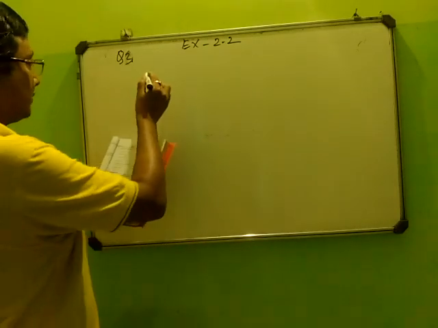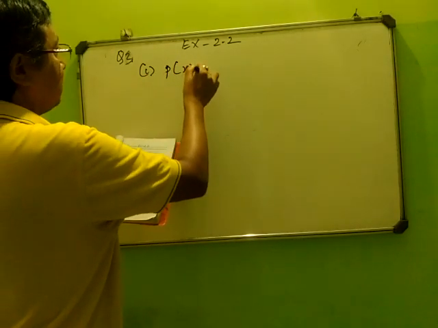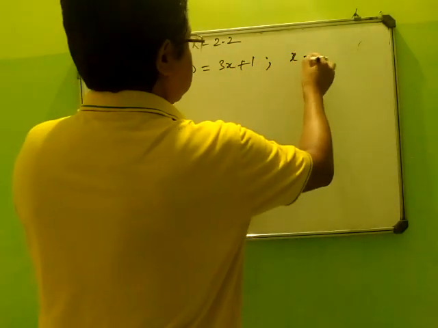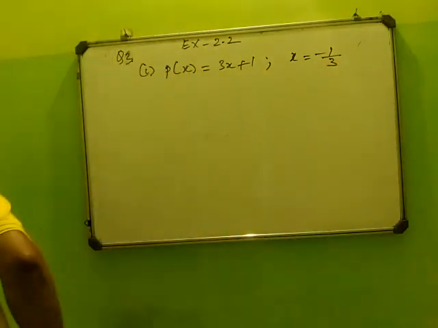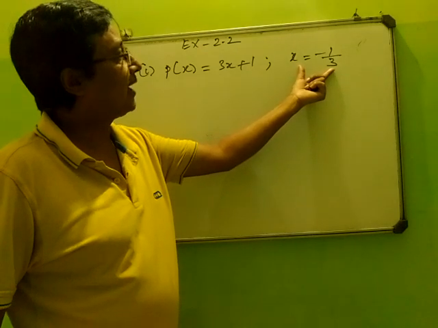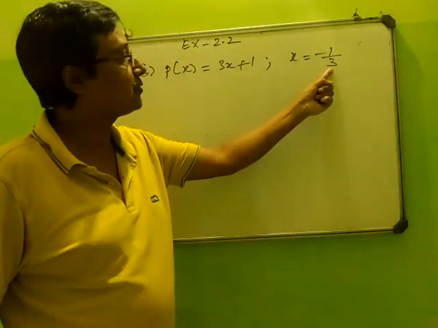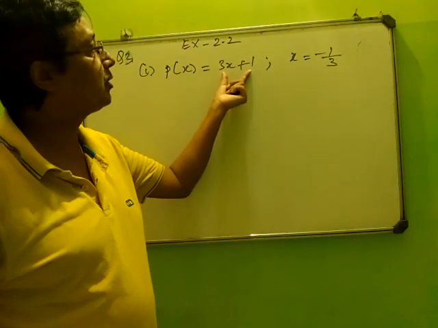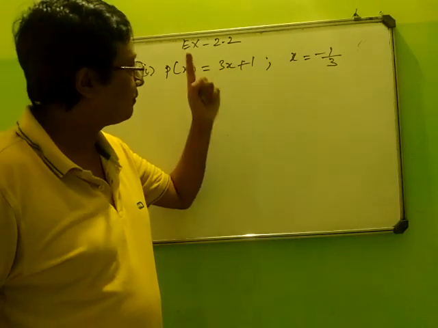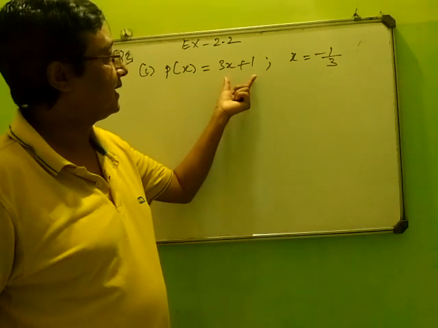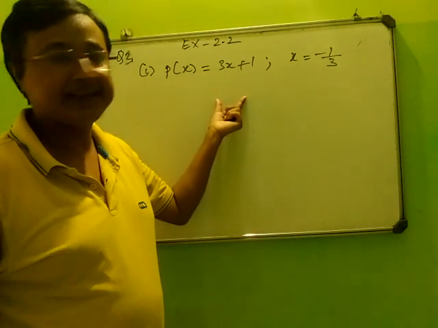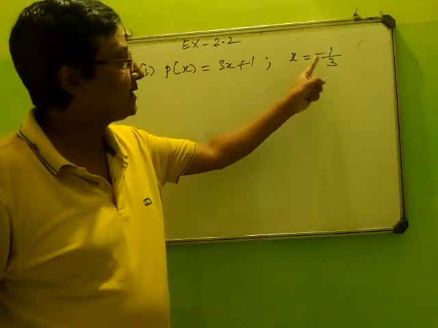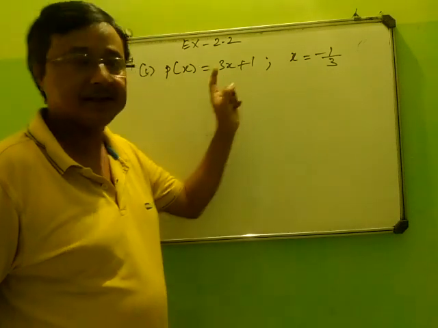Now let us take number 1: p of x equals 3x plus 1, and minus 1 by 3. Here they have given the value x equals minus 1 by 3. Now you have to check whether this is the solution of this particular polynomial or not. How are you going to check it? You are going to put in place of x the value minus 1 by 3. If the result you get is 0, then this is the zero of the polynomial.